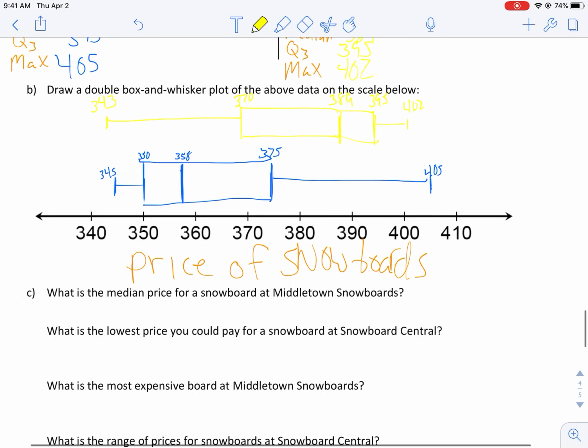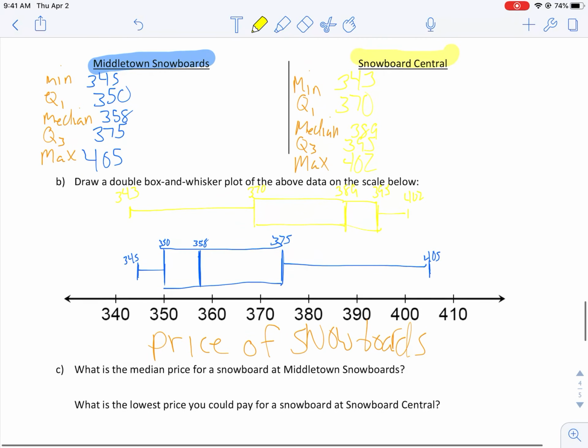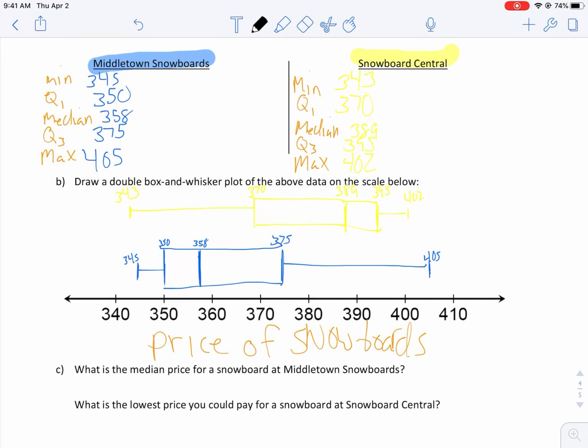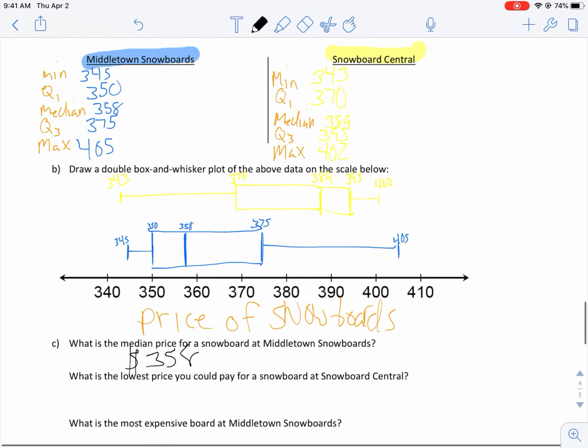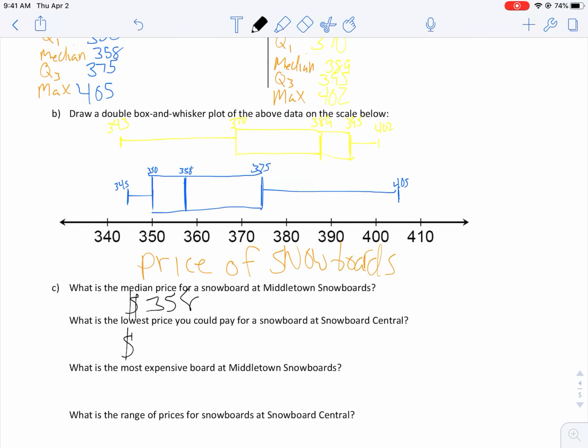Now we're going to ask some comparison questions. What's the median price for Middletown snowboards? Remember, Middletown is in blue. I'm going to switch my ink because I don't need that anymore. That's going to be $358. What's the lowest price you can get at Snowboard Central? Snowboard Central is $343.